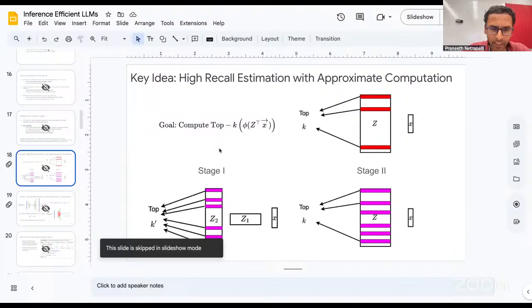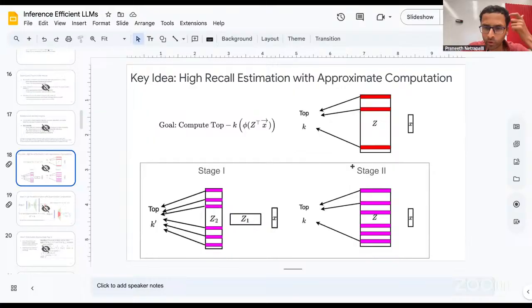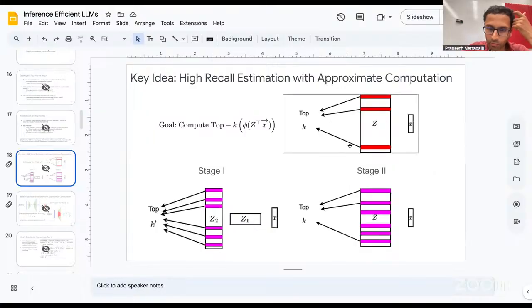The main idea is that, let's say this is the final softmax matrix. Let me introduce a little bit of background. X is the final layer representation and Z is the final softmax matrix. When we multiply this, we get the probabilities for different tokens. But we don't necessarily care about probabilities of all the tokens. We only care about probabilities for the top few, because those are the things we are likely to sample from. So we want to compute this top K of, say, phi of Z transpose X more efficiently.